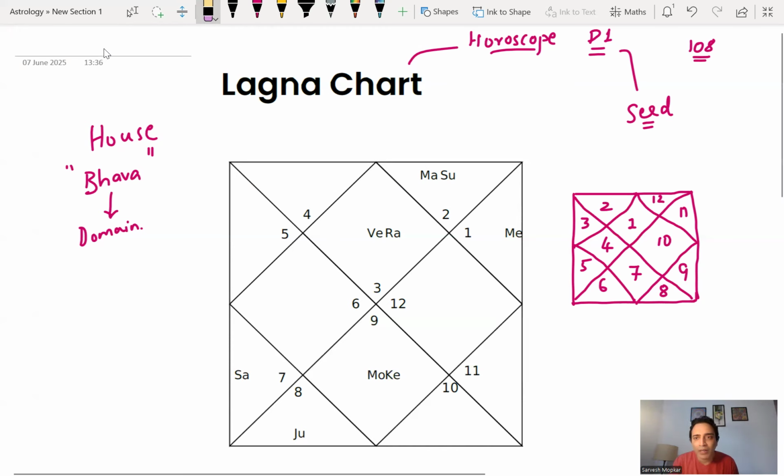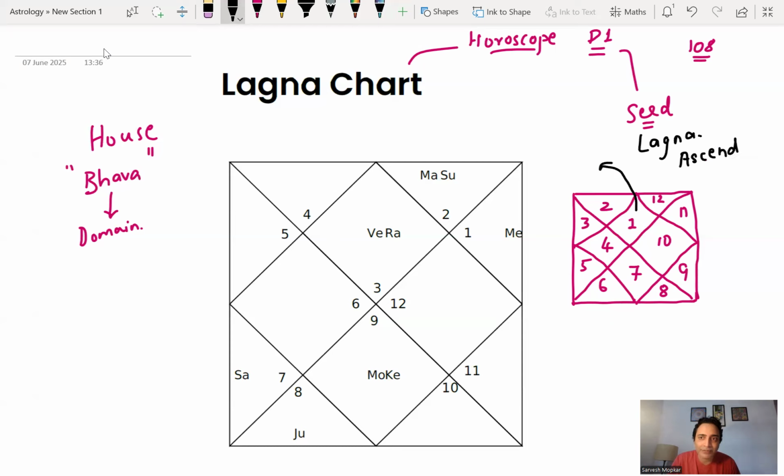The first thing, the first house, because I need to mention it here, is called the Lagna. This is the Sanskrit term, nothing to do with marriage, because in some languages like Marathi, Lagna means marriage. But this Lagna is the Sanskrit Lagna. So in English, we call it ascendant. The first house is called Lagna or ascendant. So henceforth, whenever I say ascendant, you need to understand I'm talking about the first house.